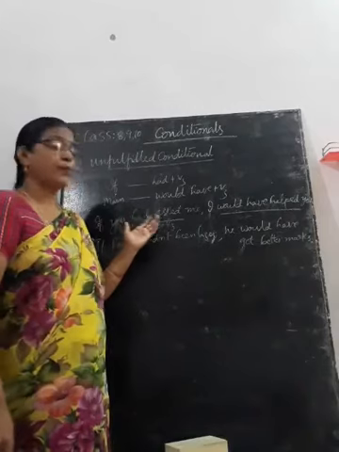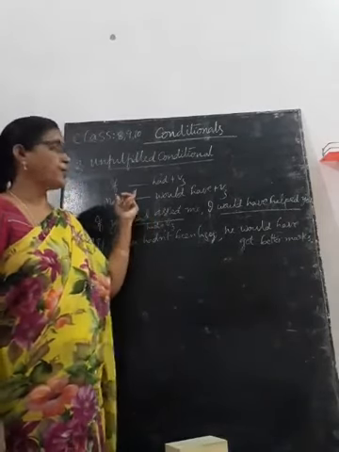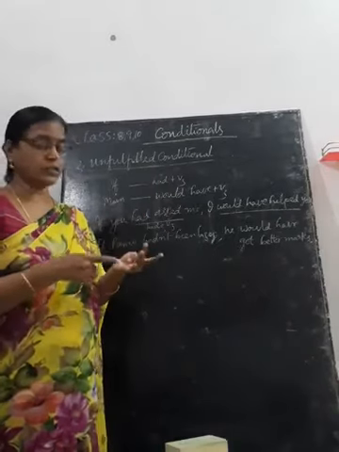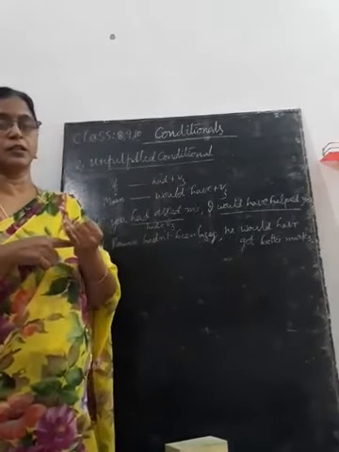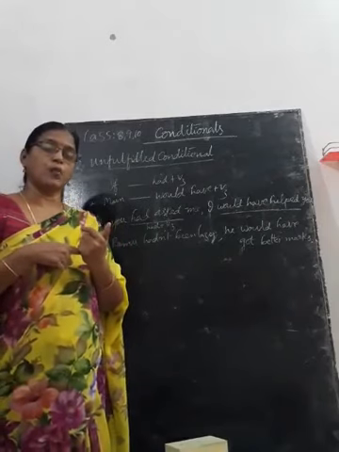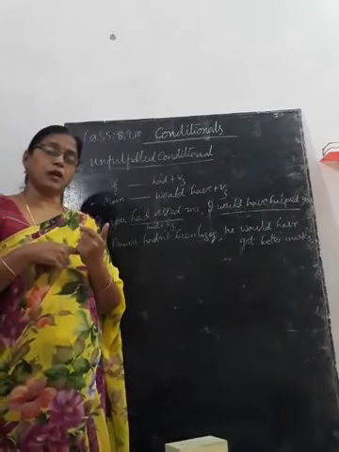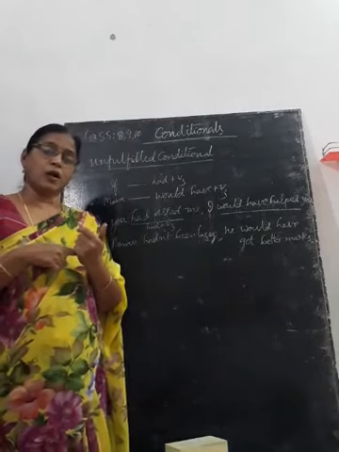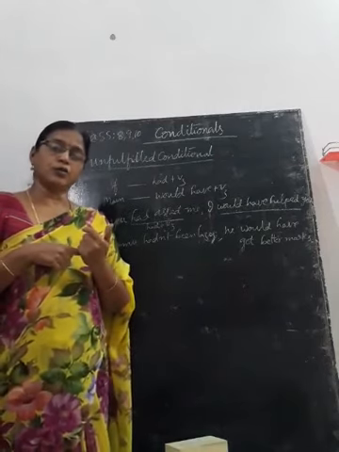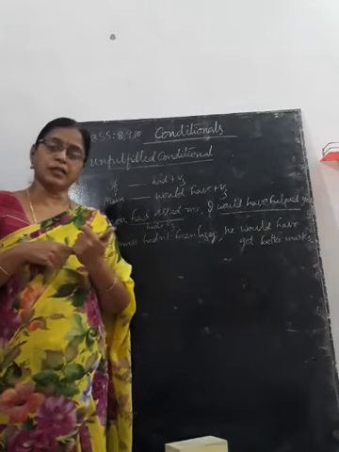So you can frame many sentences, students, by following the structure, and you should know the definitions. First conditional sentence, second conditional sentence, third conditional sentence. They are probable, improbable, and unfulfilled conditional sentences. Probable conditional sentences are used to talk about the present or future. There is a possibility or a probability of it happening, so it is called a probable conditional sentence.